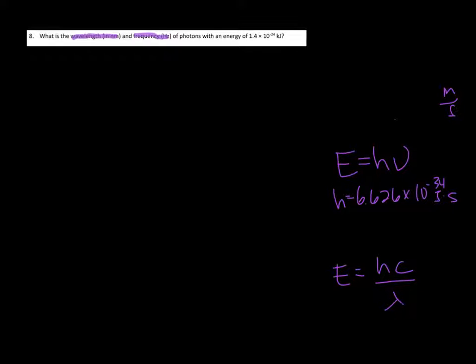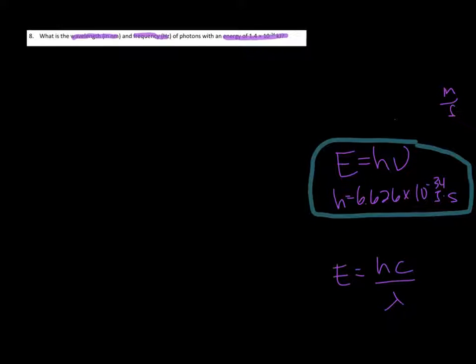And we have an energy equal to 1.4 times 10 to the negative 24th kilojoules. And so I'm going to find the frequency first. In order to find the frequency from the energy, I'm going to have to use this one, because it has energy in it, and that's what I have, right? It has energy in it, and I want frequency.